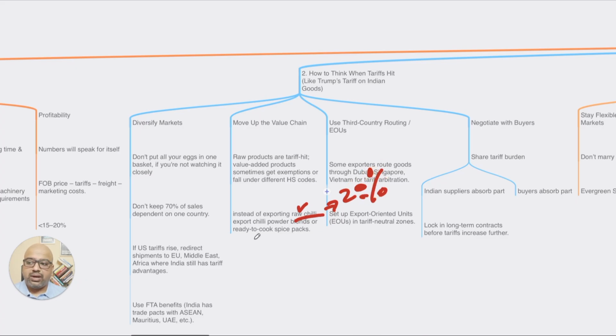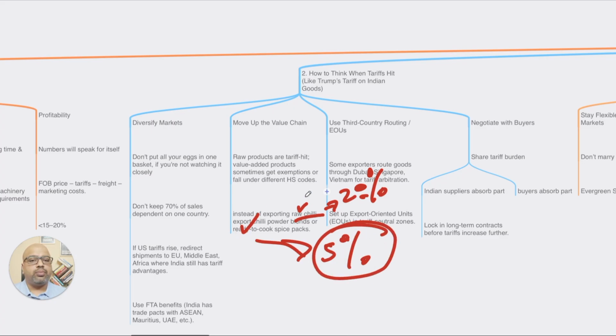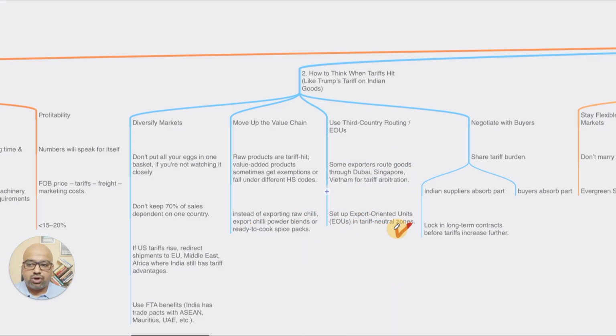But when it comes to ready to cook, there is almost like a 5% tariff. So do a workout on the ready to cook materials instead of going for a raw material. Because anyway, your 5% tariff means it gives you a higher business. It will be a better product to sell. So look for these things.